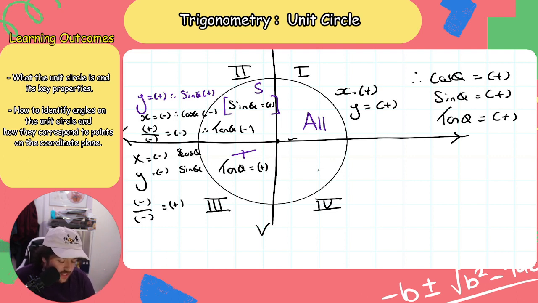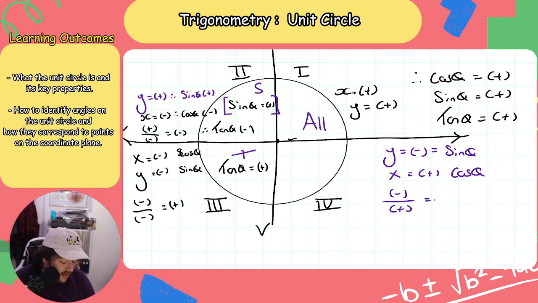Well, again, I've done a rotation, so my y values are still negative. So if my y is negative, therefore sine of theta is negative. So sine of an angle between 270 and 360 is going to be negative. My x is going to be positive because I've moved back over to the positive side of my x-axis. So therefore, cosine is positive. And again, tan, negative divided by a positive is going to be negative. So tan is negative. So only cosine is positive in the fourth quadrant.